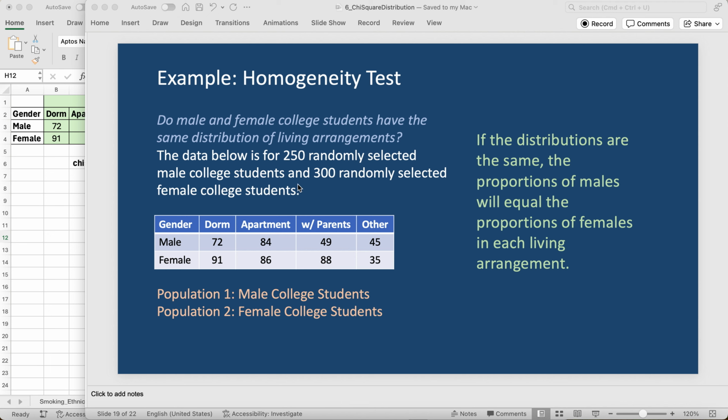We have 250 total male students, 300 total female students in the sample. And so they each have their own population, and we want to see if the population is homogeneous. So is the male population the same as the female population with respect to this living situation variable? Okay, but the structure is exactly the same as the independence test, and so the analysis is exactly the same. We need to figure out what those expected values should be if the population is homogeneous. In other words, if there's no difference between males and females when it comes to what type of living situation they have.